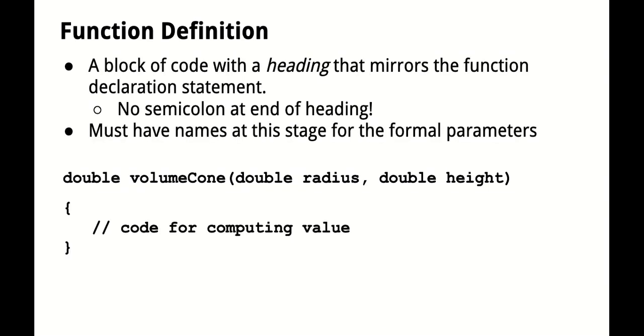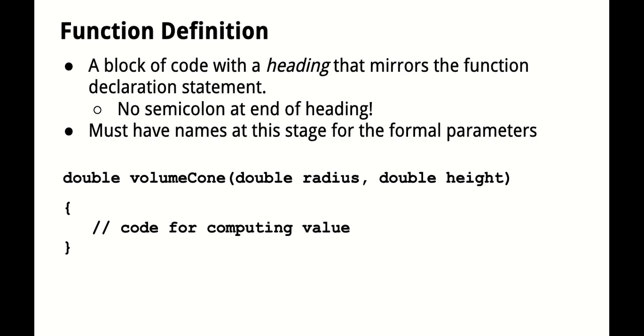So a function definition is a block of code with a heading that really mirrors the declaration statement. If you write a good declaration, including the type of the function, a good name, and provide names for the formal parameters, you should just be able to copy and paste that and use that as the heading for the function definition. Now, when you're defining the function, there will be no semicolon at the end of the heading, as you see here, and you have to have names for the formal parameters at this stage. So I think it's just a good habit to declare a function with names for the parameters. That way you don't have to think about it later on. You've already done the thinking process up front, and you can just simply make your heading based on that.